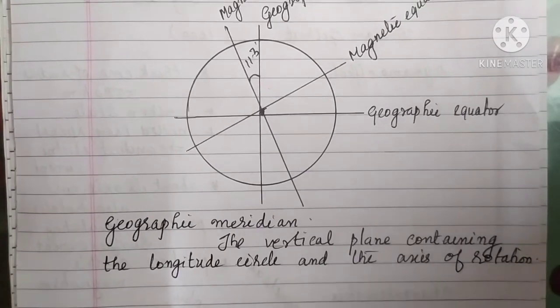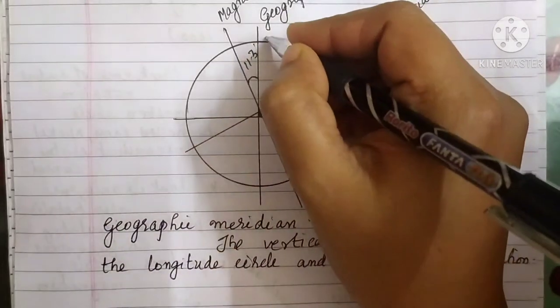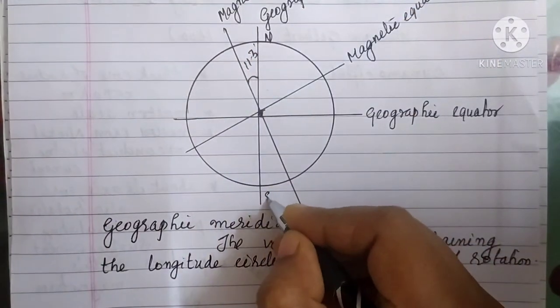Geographic meridian, now you have seen the geographic axis here, so here there is a geographic north pole and a south pole. So this is the geographic north and this is the south.